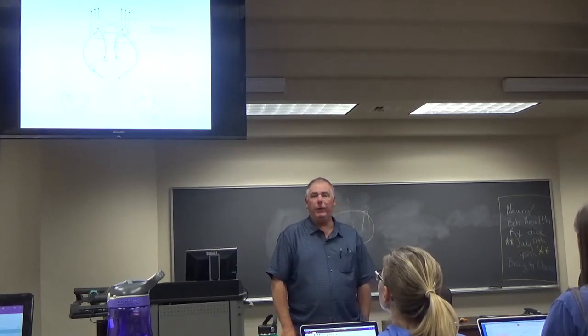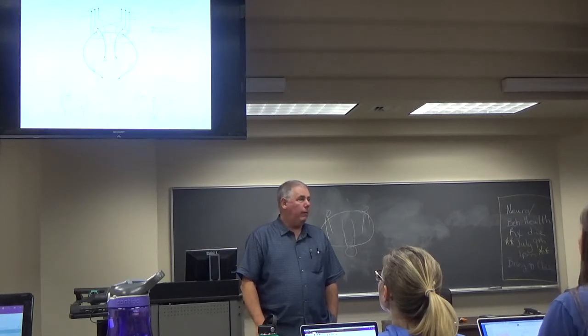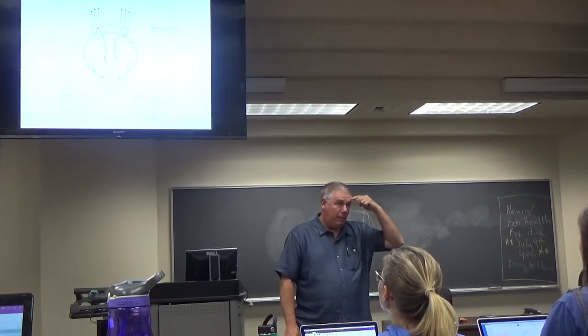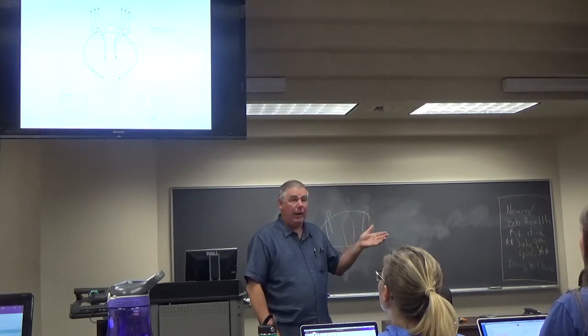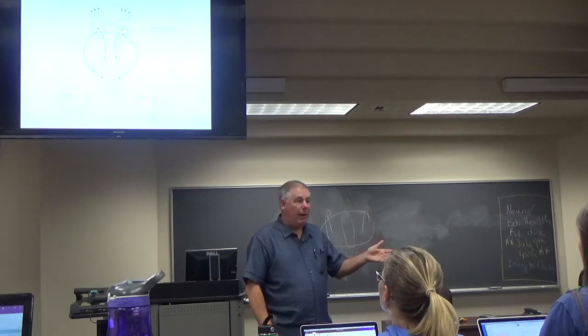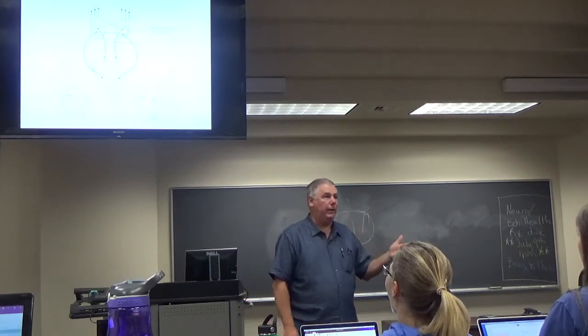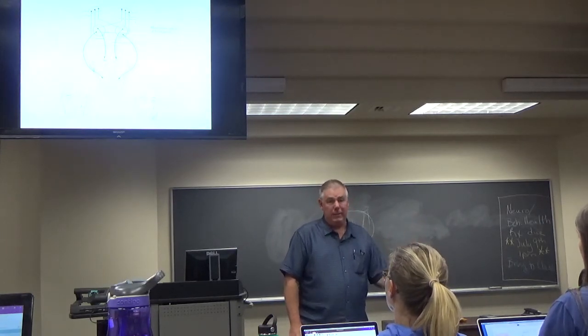So if somebody comes into your clinic and says, my face is drooping, look for the lines on their forehead. If they stop, that's a good sign. If you can't raise your eyebrows, that's a good sign of Bell's palsy. If you can raise your eyebrow, that's a sign of stroke.